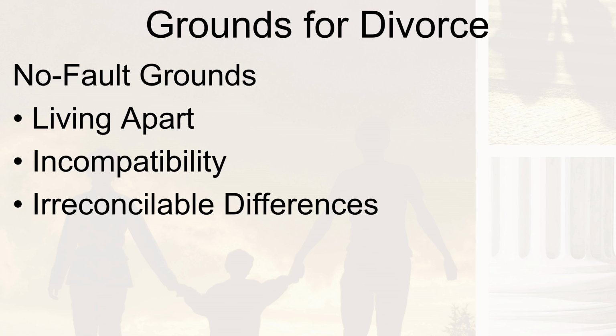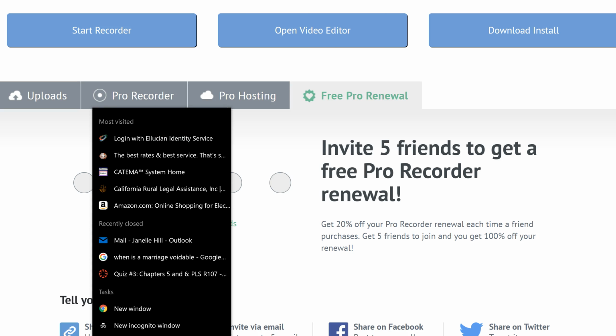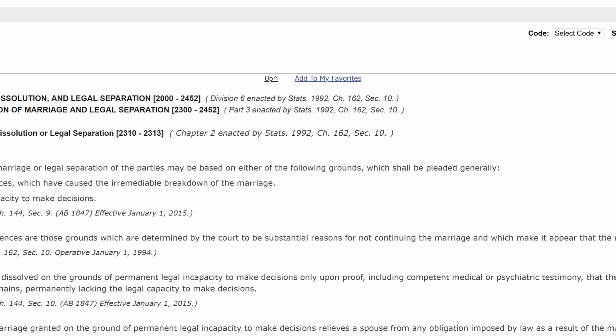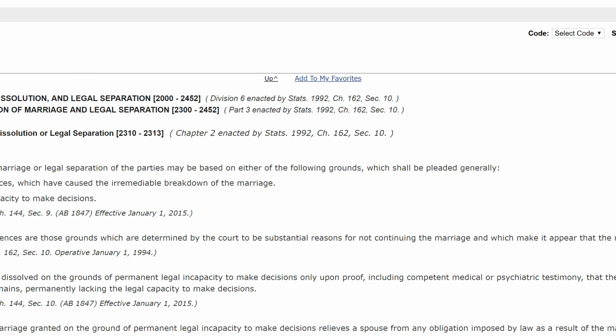So we're going to cover the main grounds for divorce. Under the no fault grounds, the main ones that you'll see or hear about are the grounds of living apart, incompatibility, and irreconcilable differences. So I just wanted to briefly refer you to the modules where I have included the family law code, which delineates the grounds for divorce in California. Oops, let me see if I can minimize this.